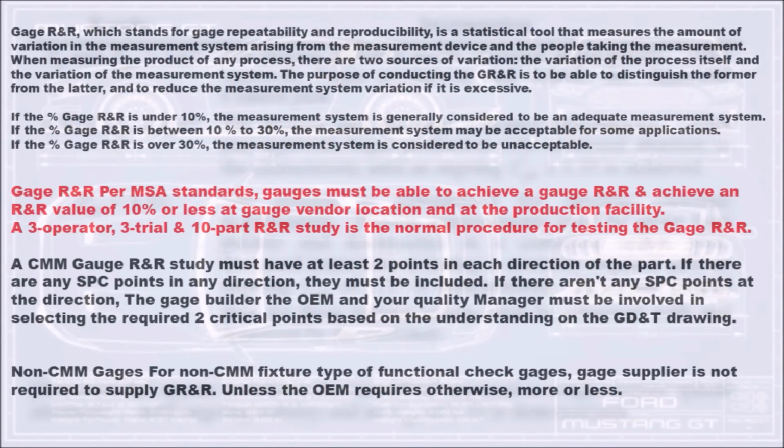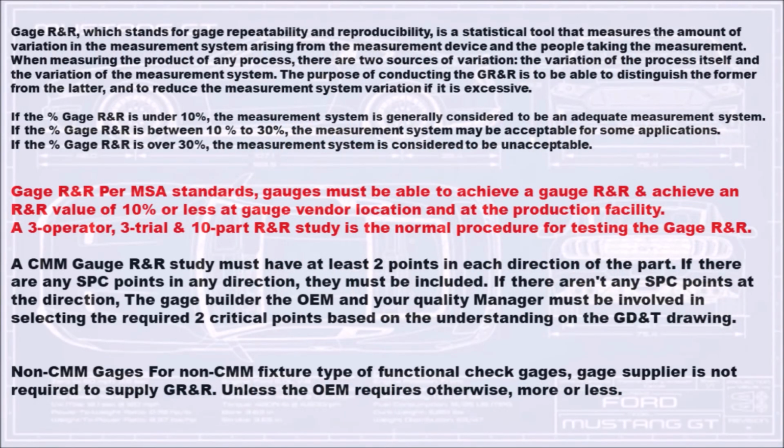Gauge R&R, which stands for Gauge Repeatability and Reproducibility, is a statistical tool that measures the amount of variation in the measurement system arising from the measurement device and the people taking the measurement. When measuring the product of any process, there are two sources of variation: the variation of the process itself and the variation of the measurement system.